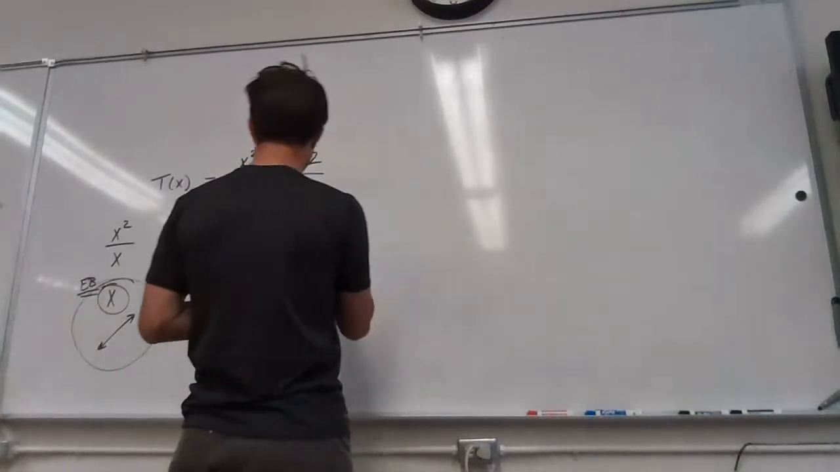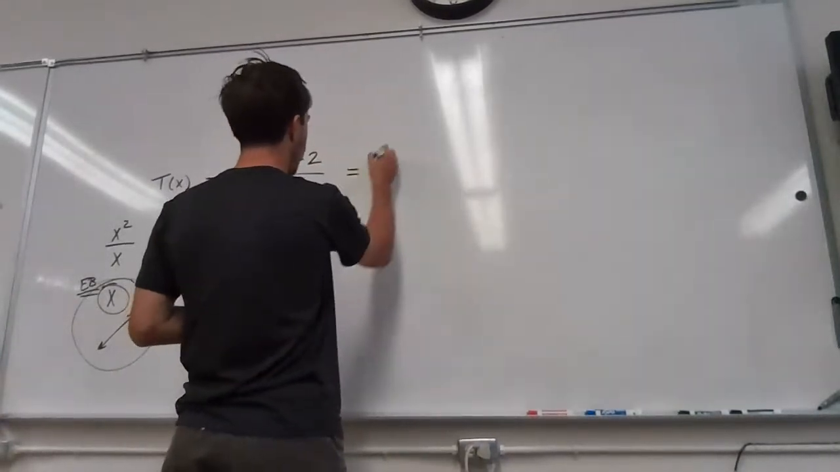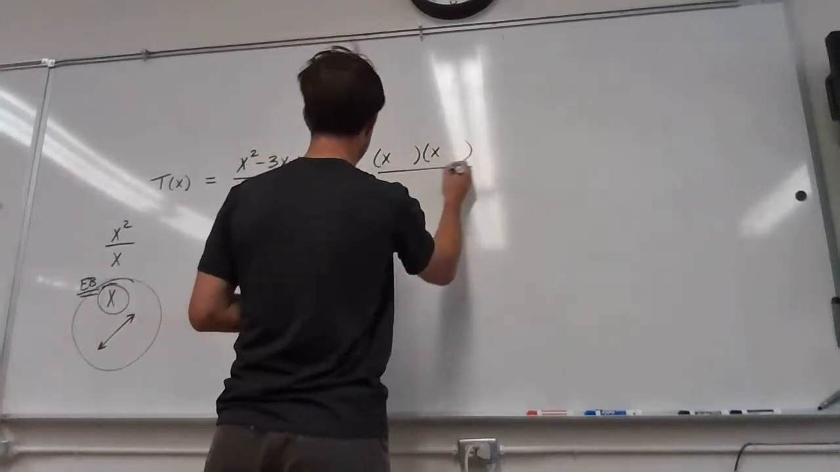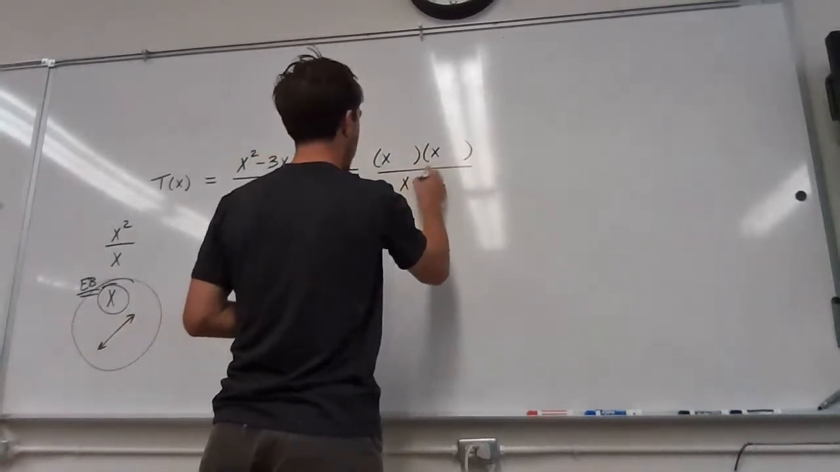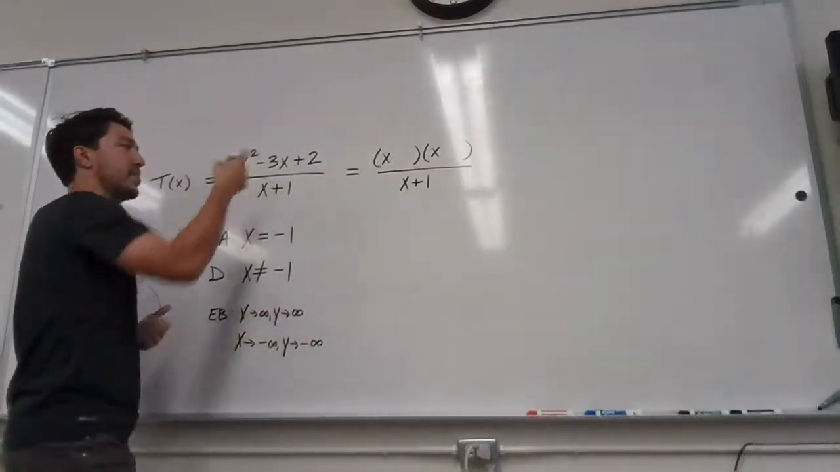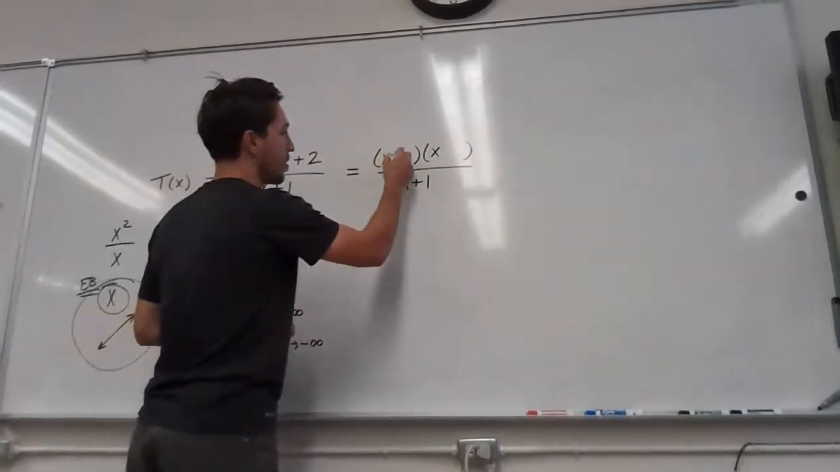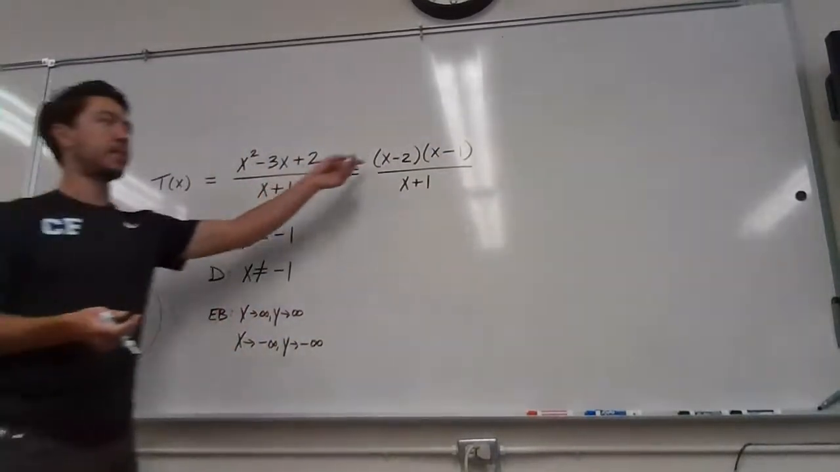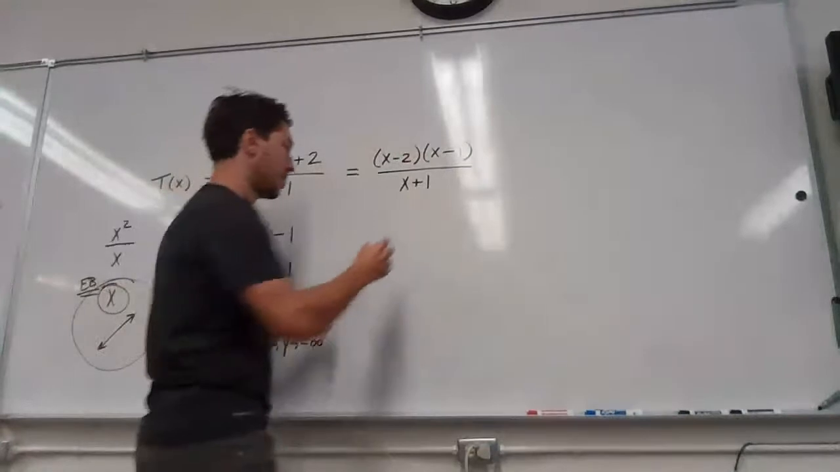Any x-intercepts that we care about? 1, 0. Yep, you got it. How do you know that? You have to factor the top. Factoring the top tells you the x-intercepts, 2 and 1.